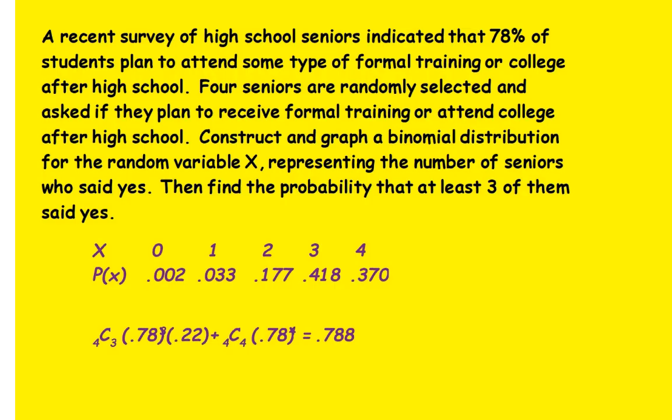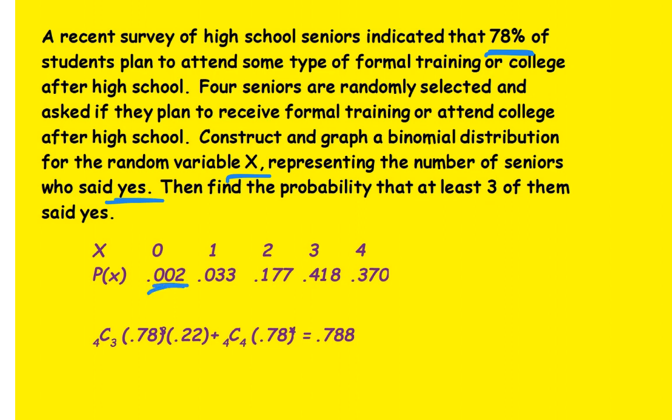So lots of words, a lot of stuff that you have to pull out of these problems. A recent survey of high school seniors indicated 78% of students plan to attend some type of formal training or college after high school. So 78% plan to go to college. 4 seniors are randomly selected and asked if they plan to receive formal training or attend college after high school. Construct a graph of a binomial distribution for the random variable x representing the number of seniors who said yes. Then find the probability that at least 3 of them said yes.